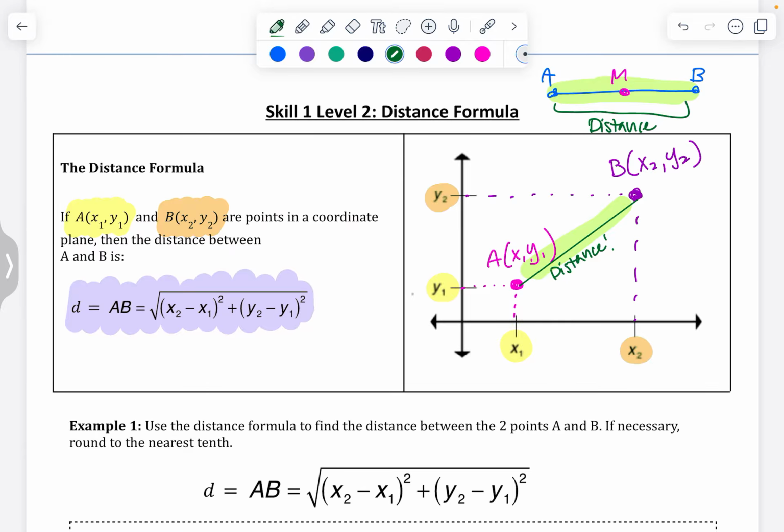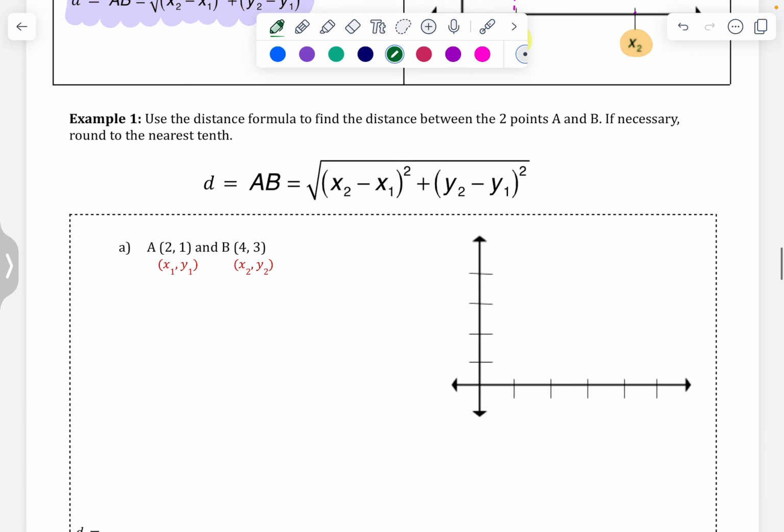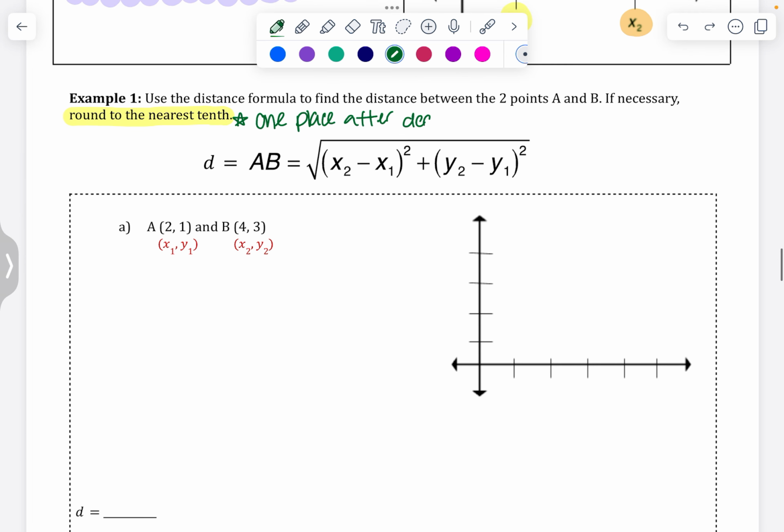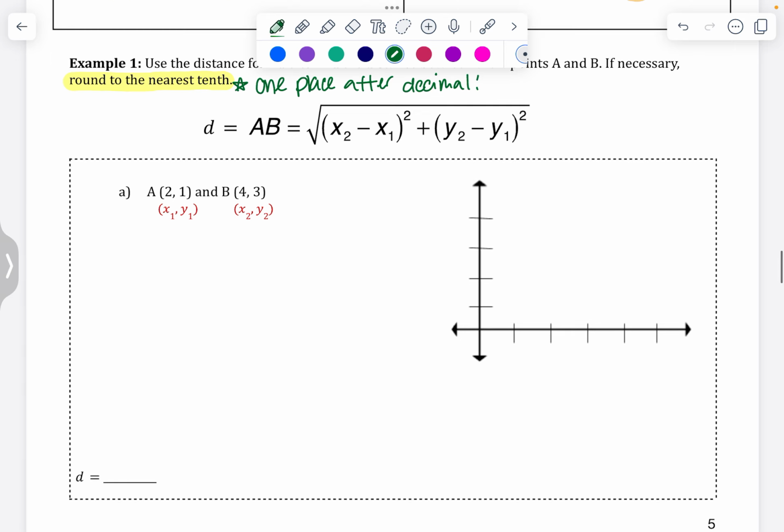So let's try example 1. It says use the distance formula to find the distance between 2 points, A and B. If necessary, it's asking us again to round to the nearest tenths place. So this is 1 place after the decimal. Okay, so let's try it.